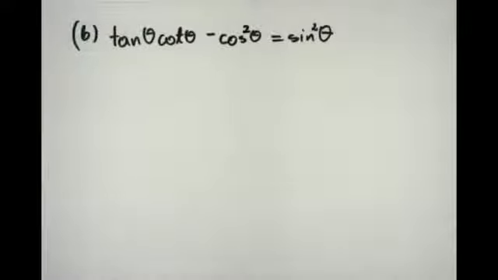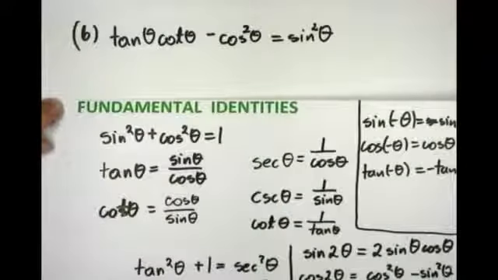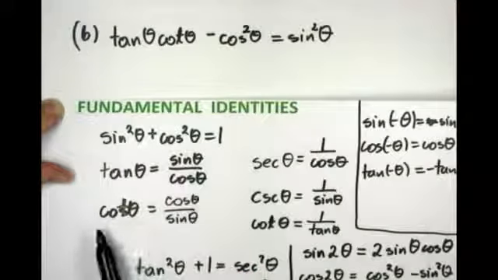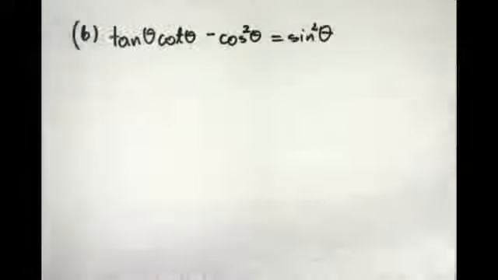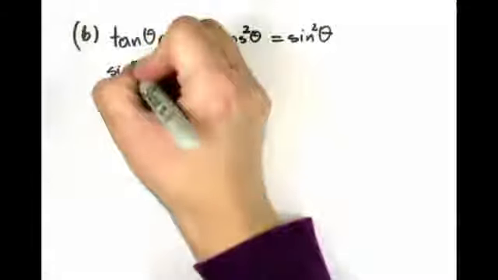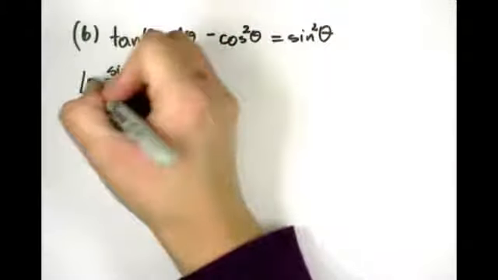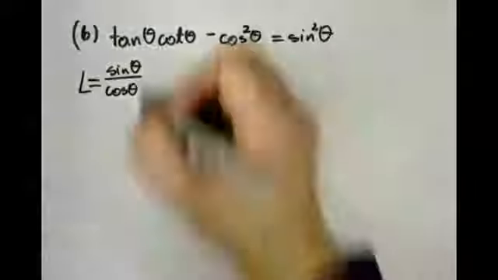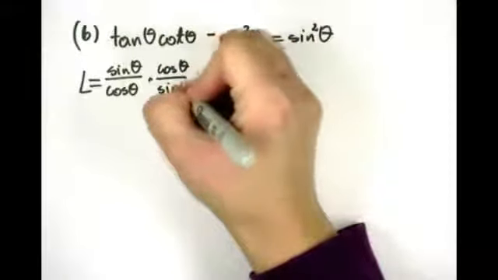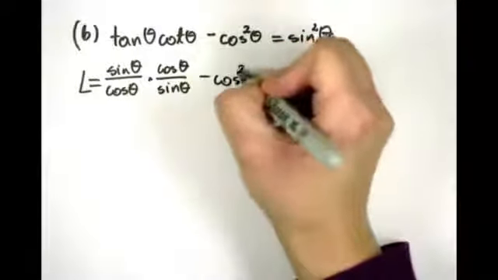So we need to use the identities to change tangent and cotangent to sine and cosine. Tangent is sine over cos, cotangent is cos over sine. So tangent is sine over cos. We're starting with the left side to prove that identity. Times cotangent is cos over sine. And then on the left side, we have minus cos square theta.